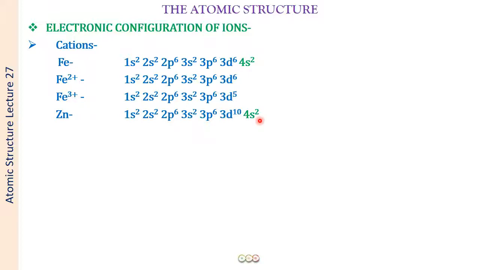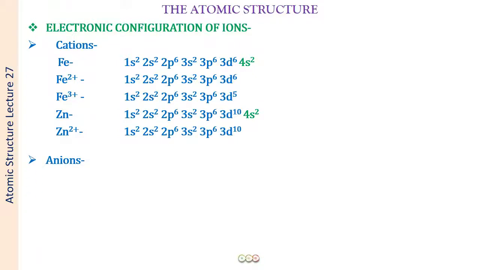The 4s was filled earlier, but when it has to lose electrons to form a cation, it is going to be losing these 2 electrons and hence the electronic configuration is going to be 3d10, right? It is not going to be 3d8 4s2. It is going to be 3d10 after the loss of 4s2 electrons.